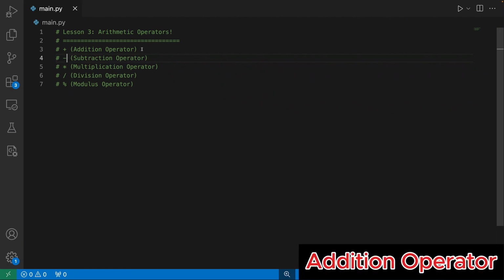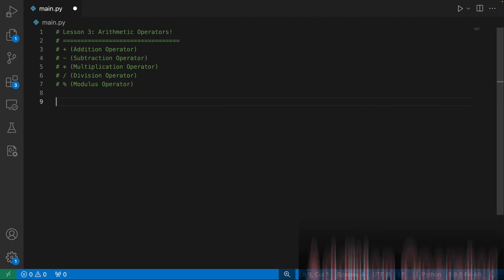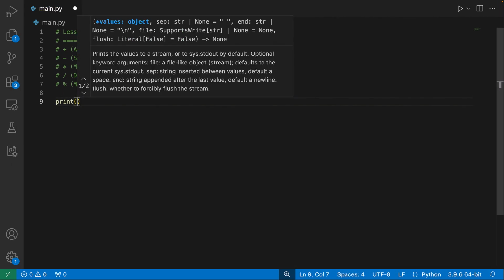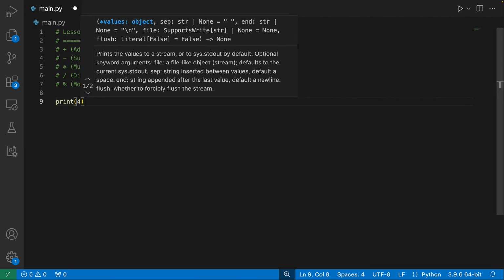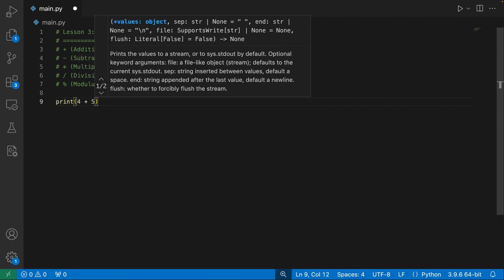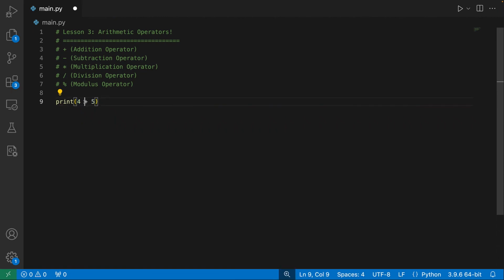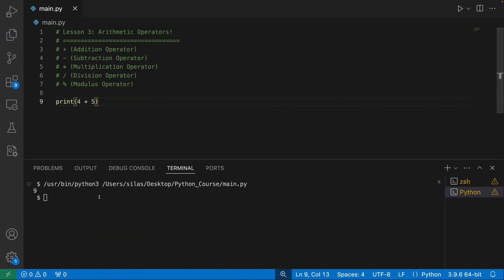The first one that we'll look at is the addition operator. Let's first create a print function, and we are going to create an expression, and we're going to get 4 plus 5. This is our expression, and this is our addition operator. What this operator does is it simply adds the two numbers together. If we save and run this, we should get 9. And that's correct because 4 plus 5 equals 9. So that is the addition operator, nothing too complex.